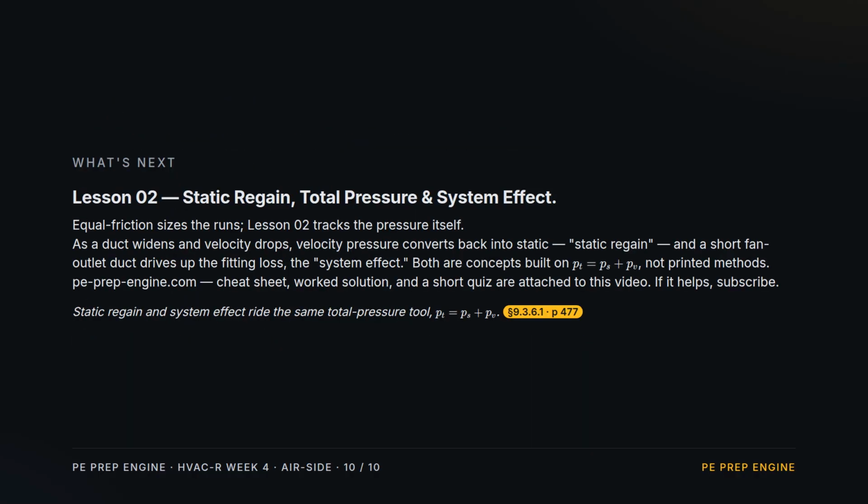Next up, Lesson 2, Static Regain, Total Pressure, and the Fan System Effect. Equal friction size the runs. Lesson 2 tracks the pressure itself. As a duct widens and velocity drops, velocity pressure converts back into static regain, and a short fan outlet duct raises the fitting loss, the system effect. Both are concepts on the same total pressure tool, not printed methods.